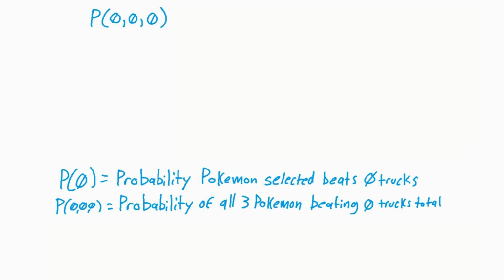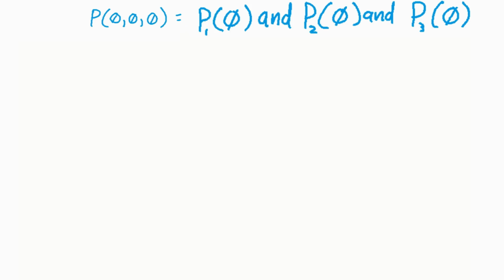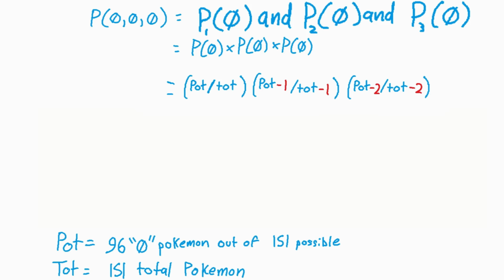For example, to simulate the scenario that all 3 selected Pokemon beat 0 trucks in total, we would perform the following calculation. To find the probability of getting a 0-0-0 combination, this would equal the probability that the first generated Pokemon defeats 0 trucks, and the probability that Pokemon 2 defeats 0 trucks, and the probability that Pokemon 3 beats 0 trucks. As we discussed above, "and" is basically the same thing as multiplying, so we would multiply those probabilities together. So now, substituting P0 for the potential amount of Pokemon that equals 0, dividing by the total number of possible Pokemon to be selected, we get this equation.